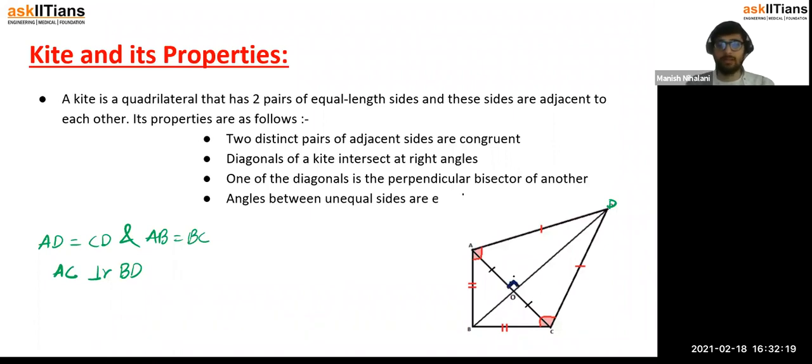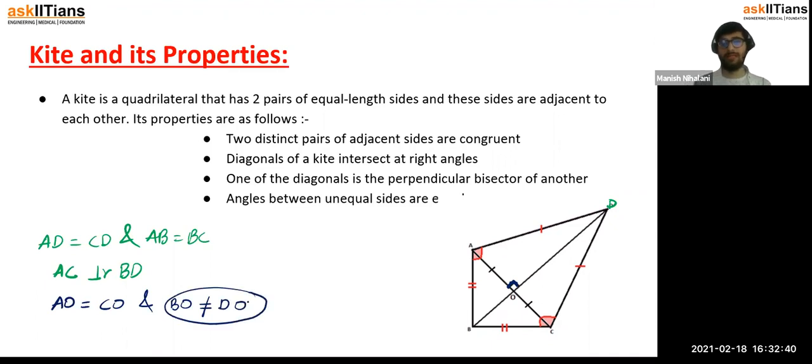One of the diagonals is the perpendicular bisector of the other, which means just one diagonal is the bisector, the other one doesn't bisect, right? Which means just AO is equal to CO, and you also have to understand that BO is not equal to DO, right? Only one diagonal bisects the other. That is how it is. One of the diagonals bisects the other.